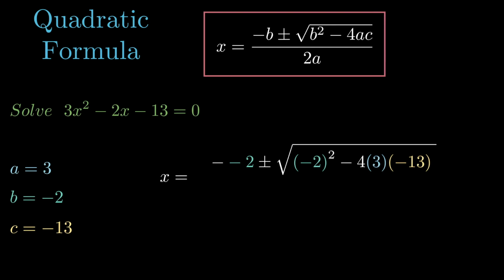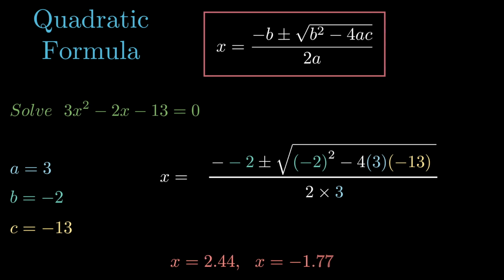So we have x is equal to minus minus 2 plus or minus the square root of minus 2 squared minus 4 times 3 times minus 13. Make sure to use brackets when you substitute these values into the calculator. So if you plug it into your calculator correctly, the two values that you should get are x is equal to 2.44 or x is equal to minus 1.77. And that's the last example done for this video.